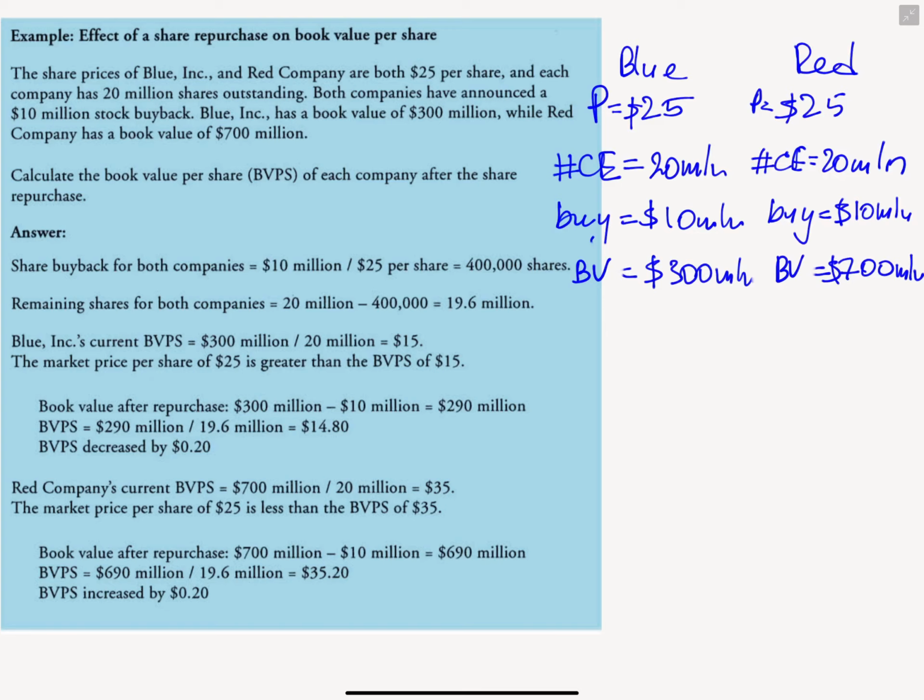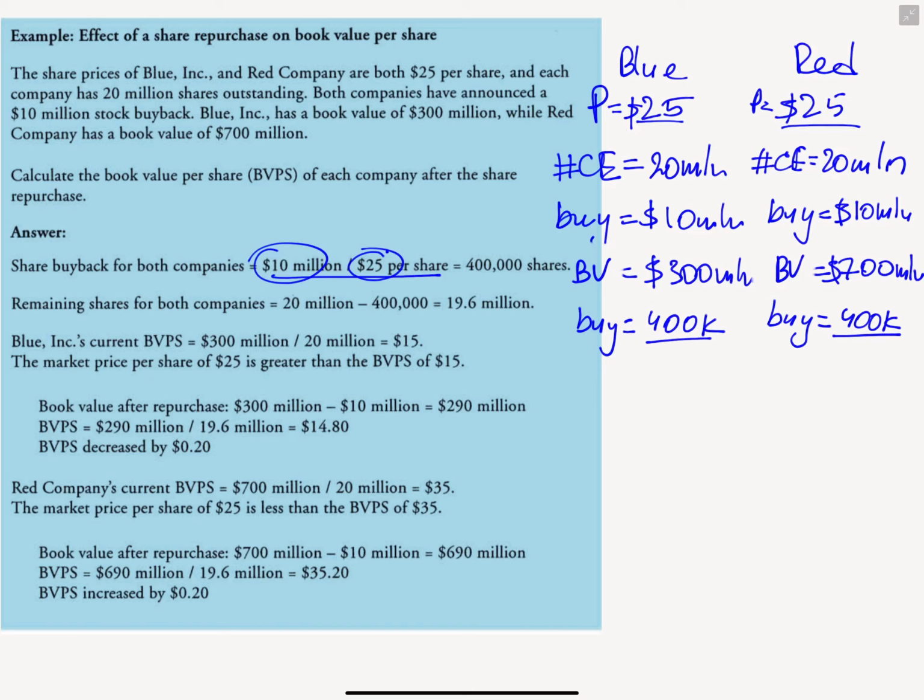Let's refer to an example. Share buyback for both companies. They buy the shares at the market price. Yes, they want to spend 10 million. They should buy at the market price in the market. So how many shares should they buy? 400,000 shares. They spent 10 million and they are able to buy 400,000.